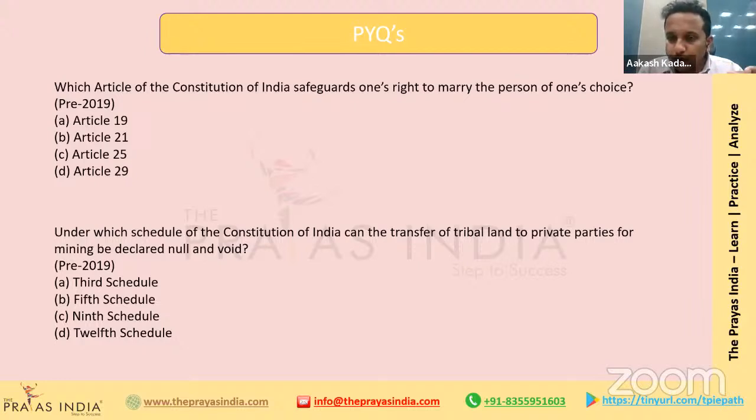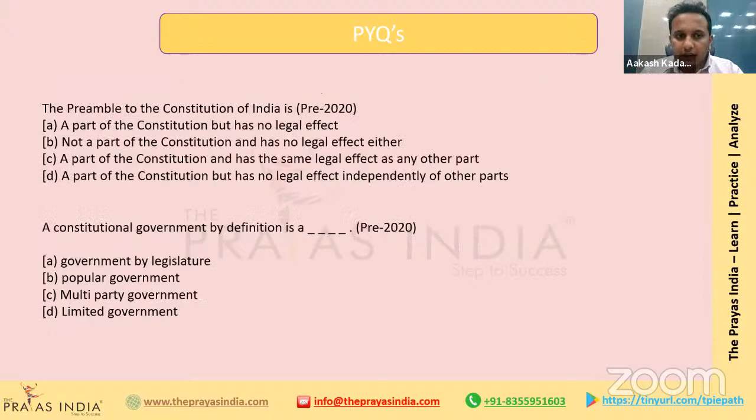Now, what do these two questions tell you? The first question was very simple, provided you had read your newspaper on a daily basis and had gone through the Supreme Court judgment. The second question was mostly related to static content, and required you to know the Fifth Schedule. Apart from that, if you analyze further, in prelims 2020, again a simple question on the preamble was asked.